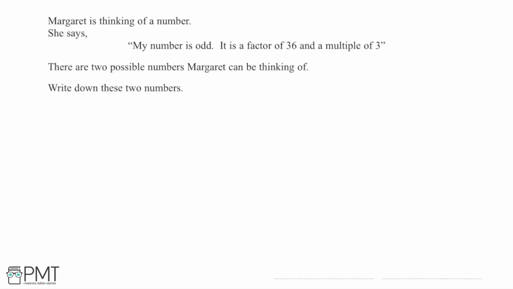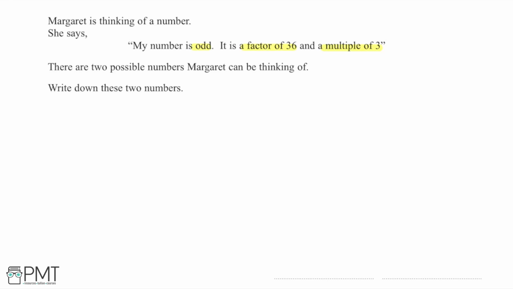So here we're told that Margaret is thinking of a number. She says that her number is odd, it's a factor of 36, and it's a multiple of 3. And we're told that there are two possible numbers that she can be thinking of, and we're asked to write down these numbers.